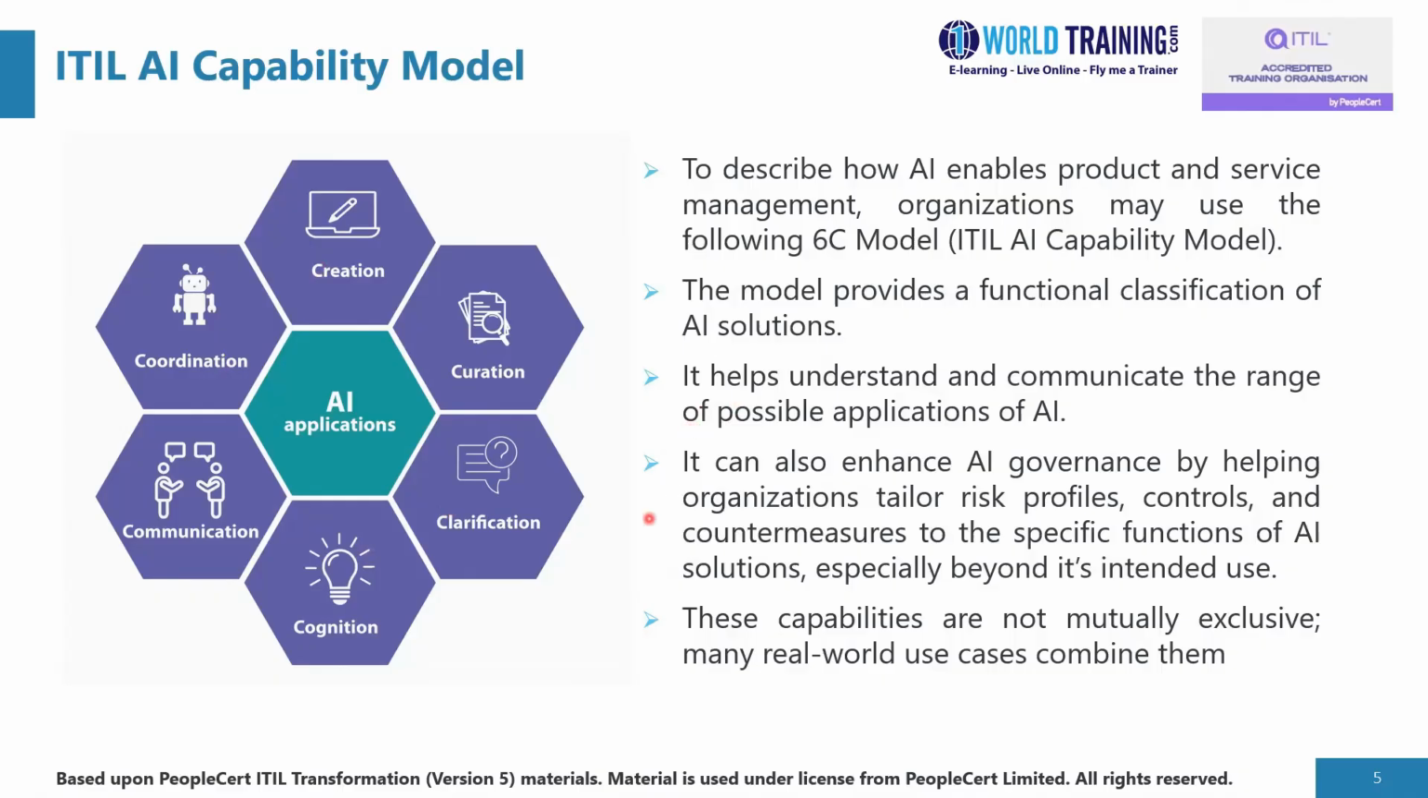This functional or capability model can also enhance AI governance by helping organizations tailor risk profiles, controls, and countermeasures to the specific functions of AI solutions, especially beyond its intended use. So, for example, for the creation function or for a curation function, how governance should be done. These capabilities are not mutually exclusive. Many real-world use cases combine them. It is not that AI performs only any one of these 6 functions, but usually these can be combined as well.